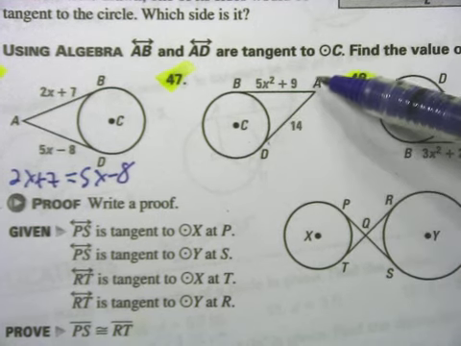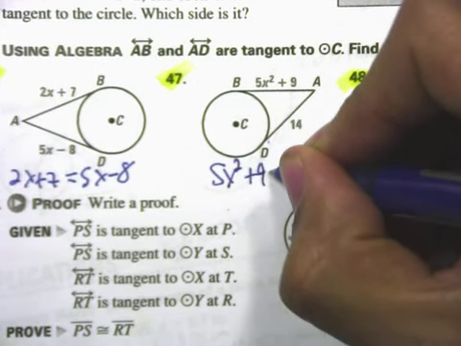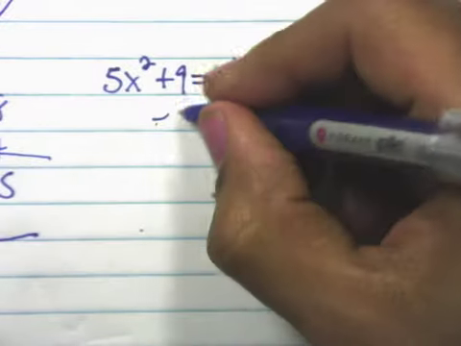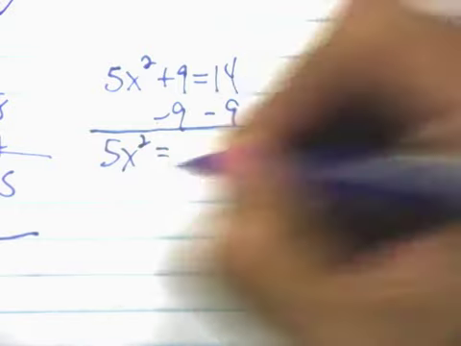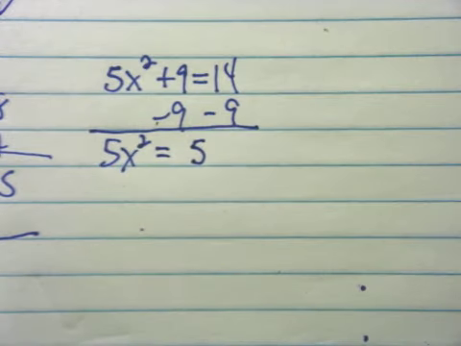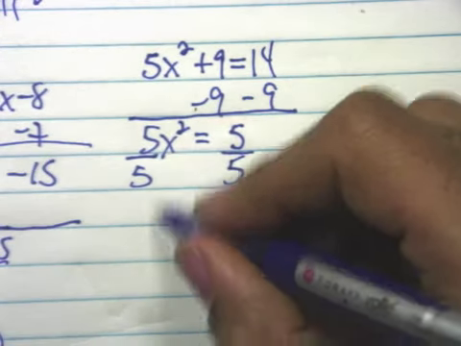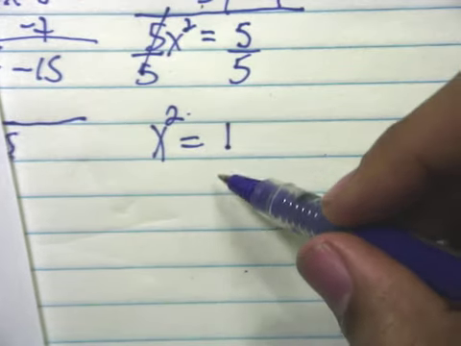Let's take a look at question 47. Again, for question 47, I have two tangent lines coming from one external point. If two tangent lines are coming from one external point, then the two tangent lines should be congruent. So I can say then that 5x squared plus 9 is equal to 14. Let's work that out. 5x squared plus 9 is equal to 14. Well, I'm going to subtract 9 from both sides. 5x squared is equal to 5.